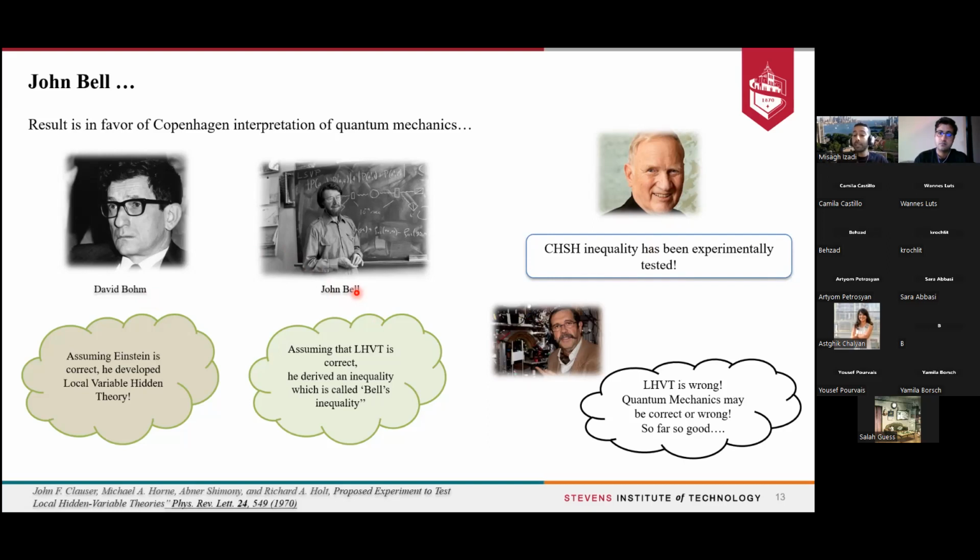And Alan Aspect, who got the Nobel Prize, was the first person to do the experiment, and he found that no local hidden variable theory can justify the entanglement, and all results confirm that a local hidden variable theory is not correct. Quantum mechanics might be correct, might be wrong. So far, so good. But if in the future, one of you can find a powerful theory more than quantum mechanics, probably one that can be unified with general relativity, for sure you're going to get the Nobel Prize.